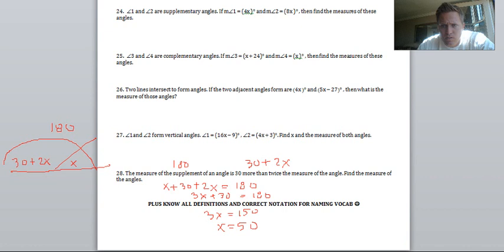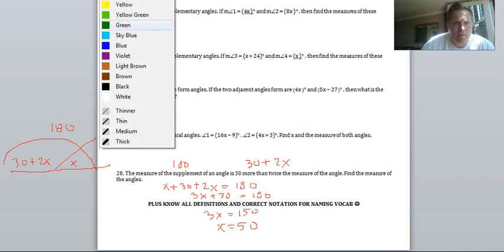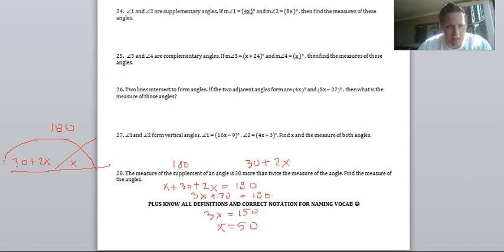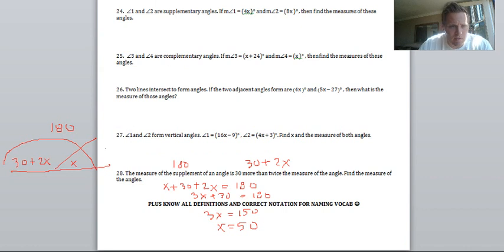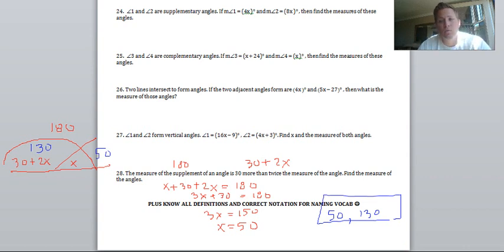So it says find the measure of the angles. Well, we know one angle right here, let's put it in a different color now, is 50. Let's do something darker. So this is going to be 50, and it needs to add up. I could plug 50 back in, but this one right here is going to be 130. 50 and 130 add up to 180. So my two angles are 50 and 130 degrees, and they are supplementary, which means that they add up to 180.